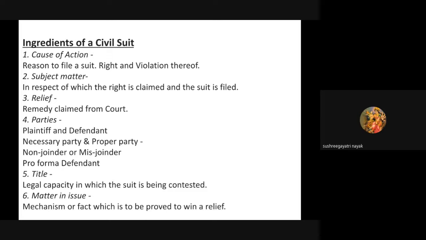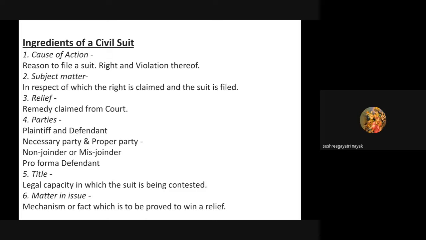Now coming to the fifth element, that is title. Title is nothing but the legal capacity in which the suit is being contested, or the suit has been filed, or the person or the defendant is actually contesting the suit. That legal capacity is the title. So if in a matrimonial suit, the wife is contesting as a wife, then in that contest her legal capacity would be the wife. I mean, the status of the wife.